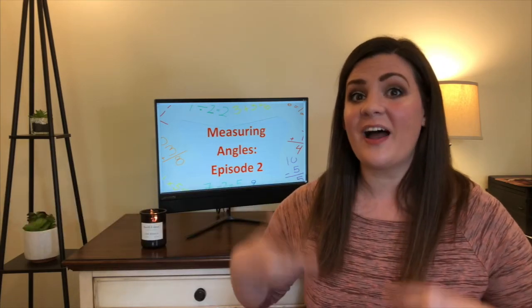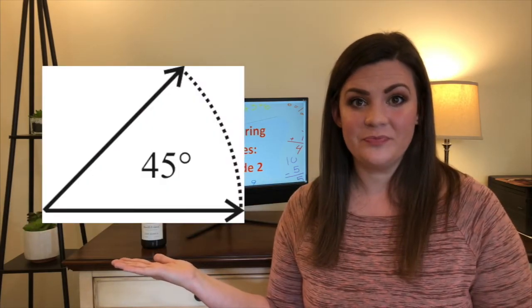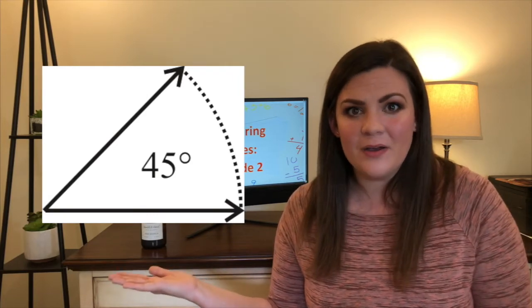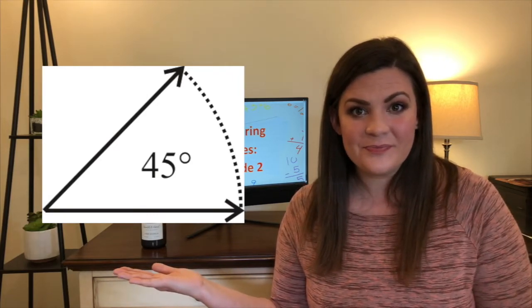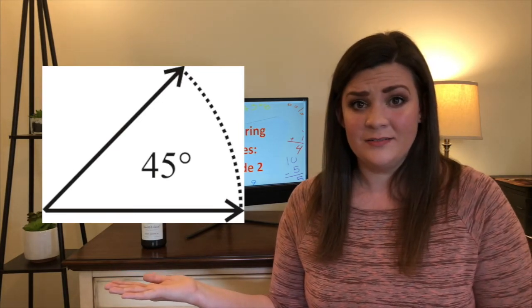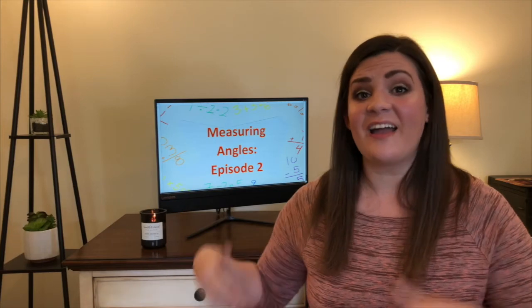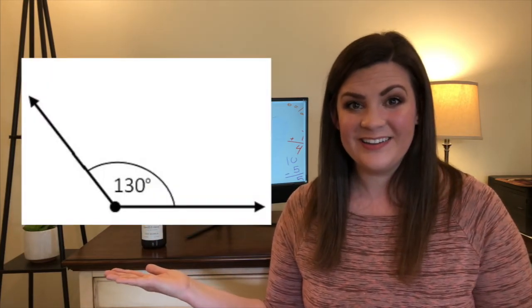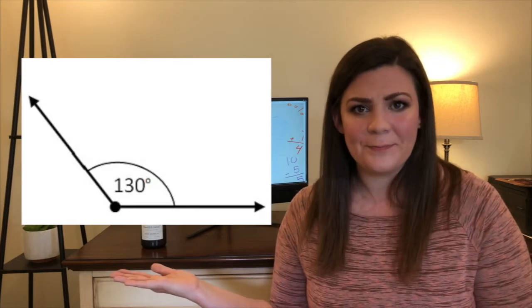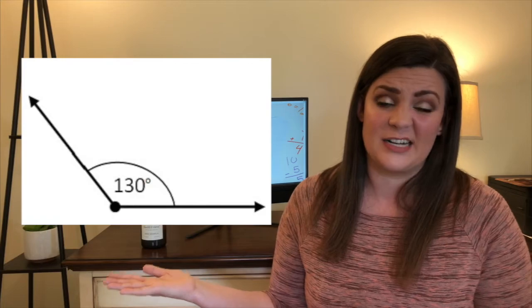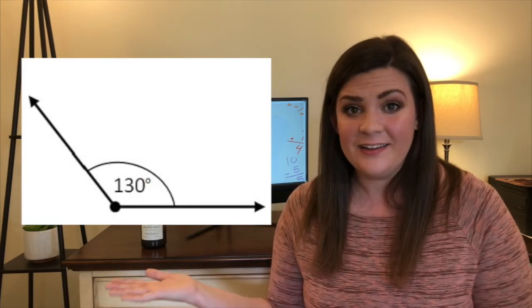How would you classify this angle? Did you say an acute angle? Awesome. Why? Did you say because it's less than a 90-degree angle? Awesome. How would you classify this angle? Did you say obtuse angle? Awesome. How come? Did you say because its measurement is greater than 90 degrees but less than 180?